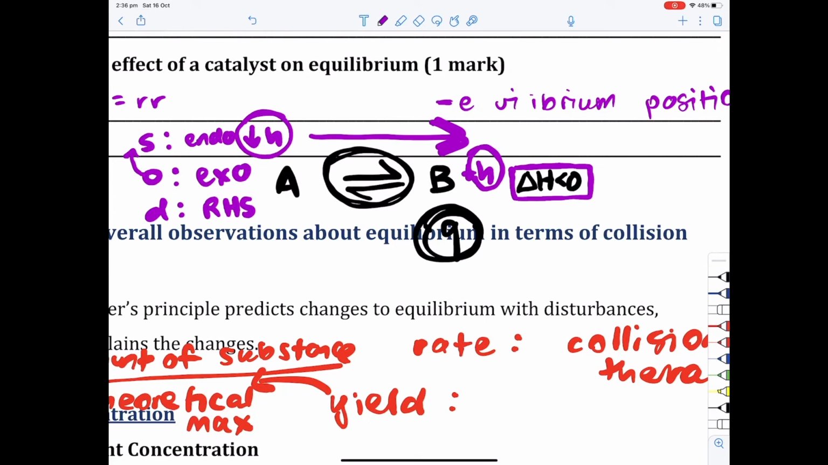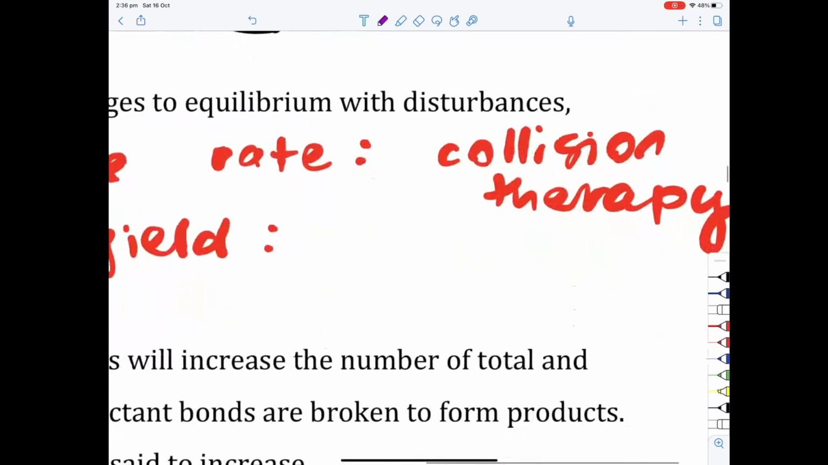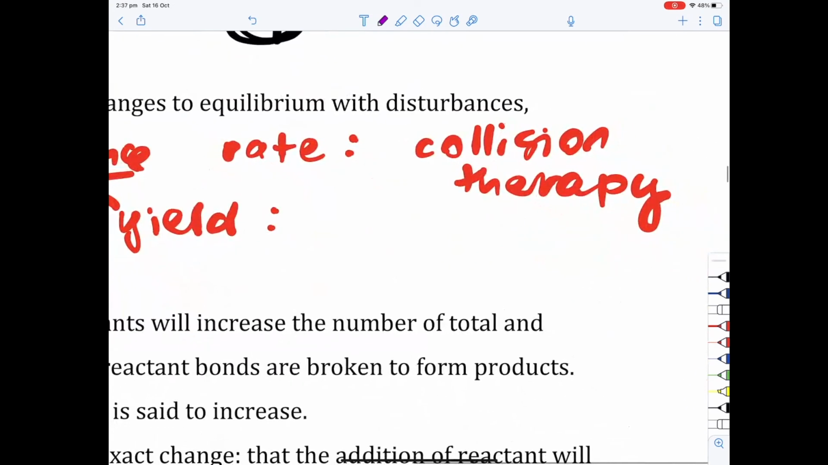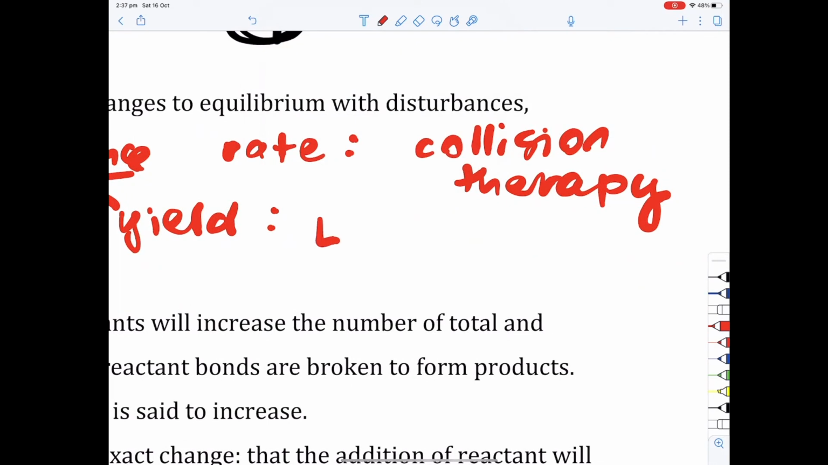Do you all see that yield can be explained only through Le Chatelier's principle, right? So this is a very important concept in chemistry. When you talk about rate, you talk about collision theory. When you talk about yield, you must refer to Le Chatelier's principle.